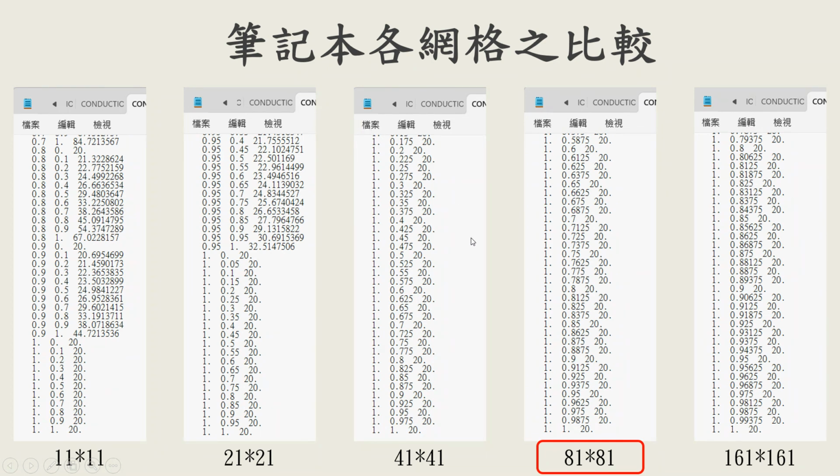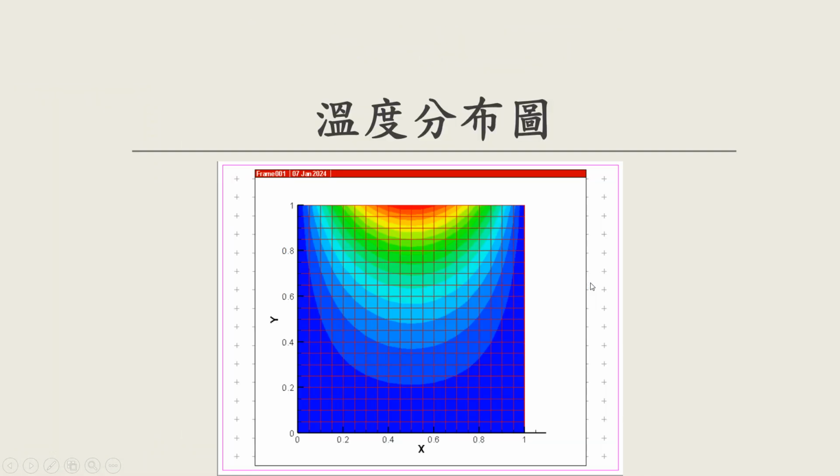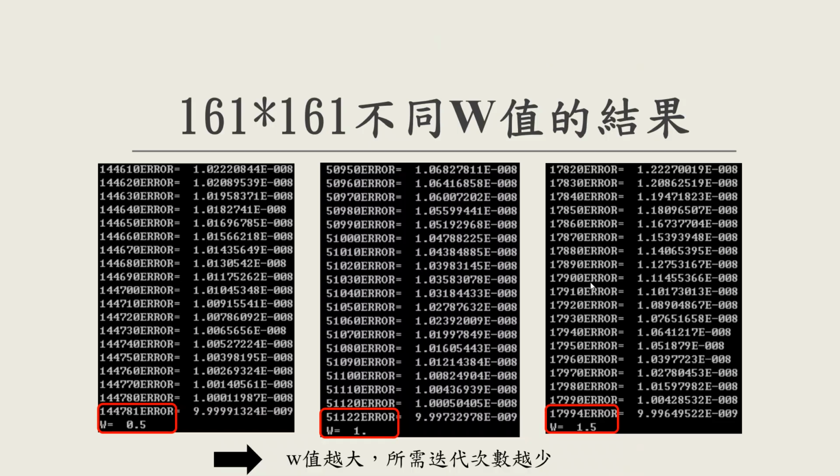In order to save computing resources, I chose the grid number 8181. And this picture presents the temperature distribution. And this discusses the number of iterations with different relaxation values.